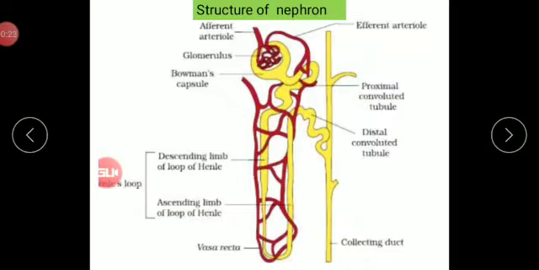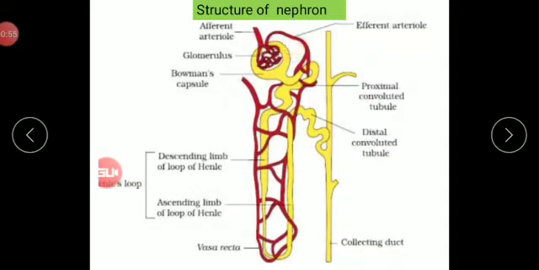Each nephron has two parts. One is the Malpighian corpuscle, the other one is the renal tubule. So let us begin with the Bowman's capsule. We know this is a cup-shaped or sac-like structure which is double-walled, hence called Bowman's capsule. It consists of a network of blood capillaries, called the glomerulus. The capsule is formed by two layers.